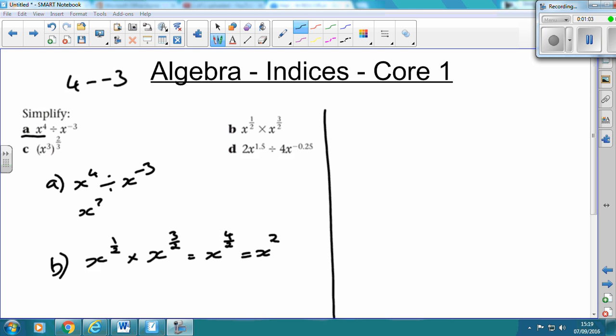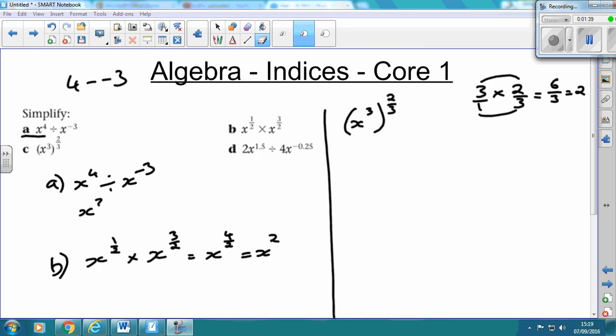Okay, again, all this needs to be in your notebook. The next one, x to the power of 3, to the power of 2/3. Now, just like we said earlier, when we've got a set of brackets and we've got powers outside the brackets, we need to multiply them together. So we're going to do 3 times by 2/3. Now, if I'm going to do 3 times by 2/3, remember 3 can be written as 3 over 1. And when we're multiplying fractions, we do the top times the top, bottom times the bottom. So 3 times 2 is going to be 6, 1 times 3 is going to be 3, so 6 over 3, which again is 2.